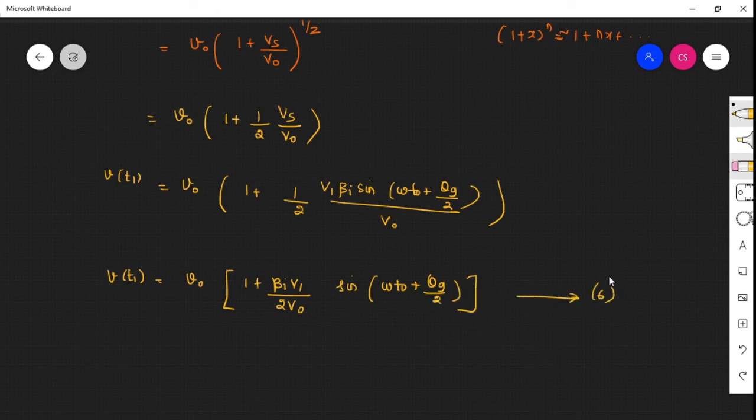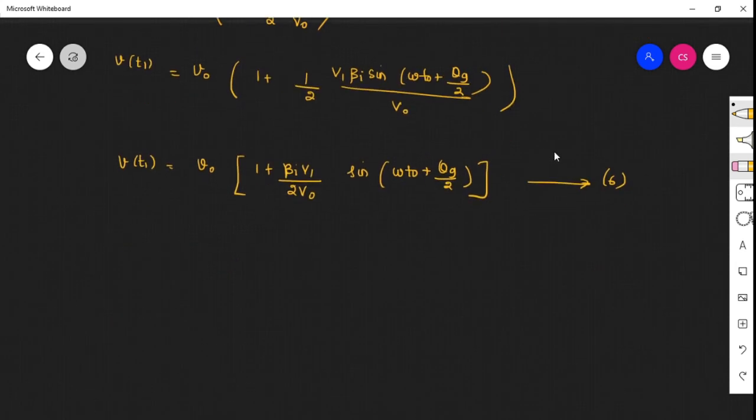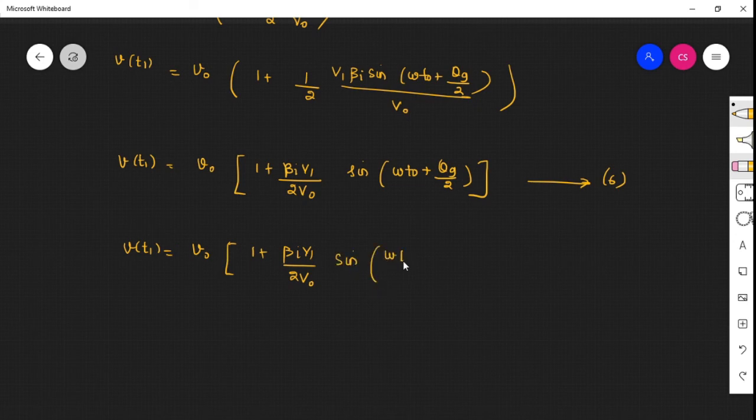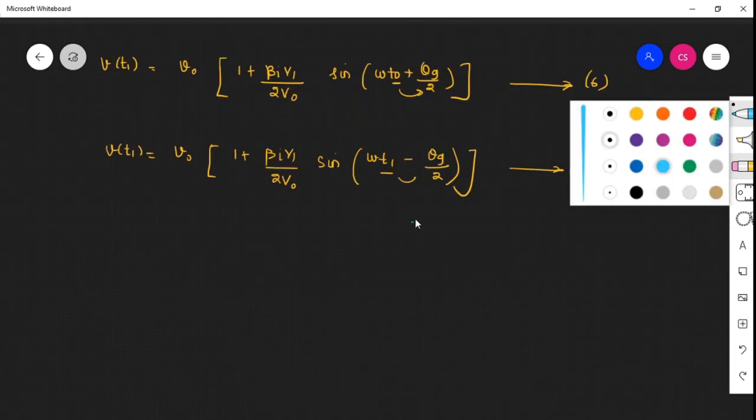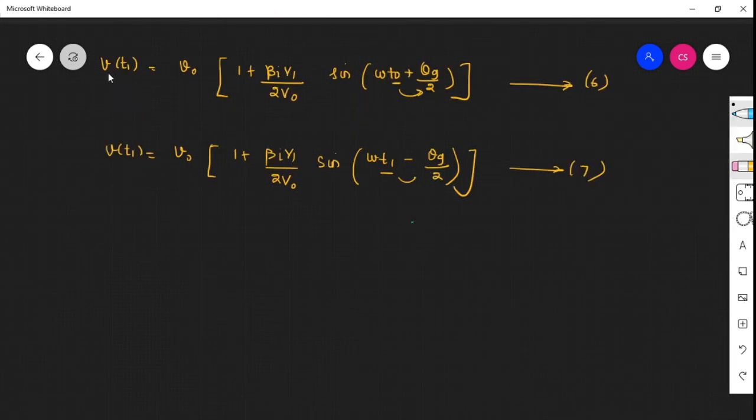So this is one form of representing the velocity of the electrons, or we can also write the velocity of electrons after the gap as v naught into 1 plus beta I V1 divided by 2 V naught sine of omega t, the time it leaves the gap, minus the angle. So it is either the initial time plus the angle or the time it leaves the gap minus the angle. Both will be the same. So these two equations represent the velocity of the electron. Equations 6 and 7 are the final equations.